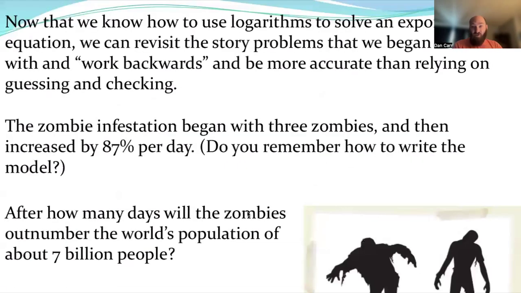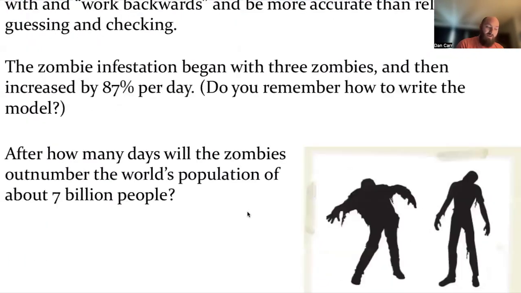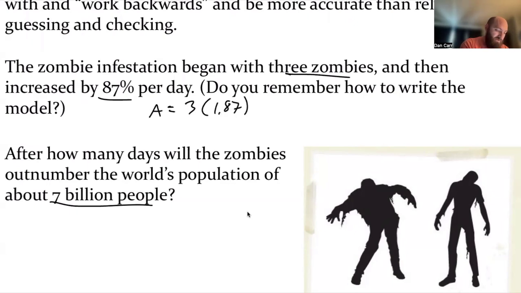Now that we know how to use logarithms to solve, we can revisit a story problem from before. In the past, what we did with the zombie infestation problem was use guess and check, or use a table or a graph to find when, for example, the entire world's population of 7 billion gets infested. So recall that if we increase by 87% per day, and we start with 3 zombies, then that amount is going to equal 3 times 1.87 to the t power. In this case, t represents days. Technically I'm doing 1 plus 0.87, but let's just leave it as 1.87.